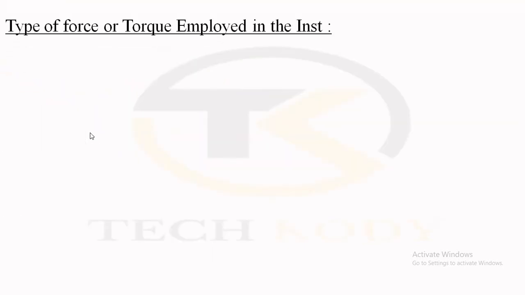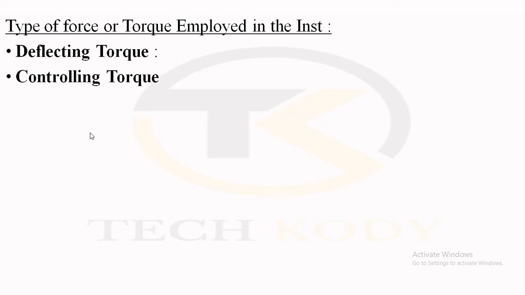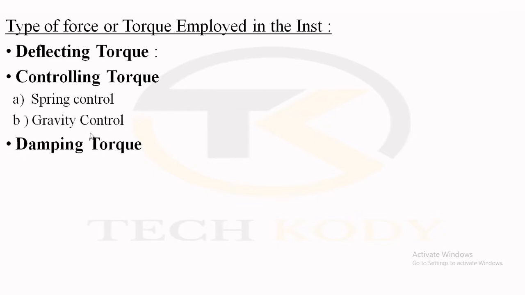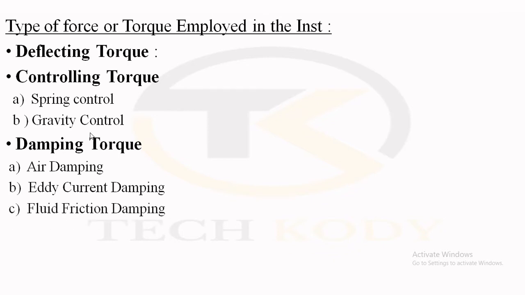Next, types of forces or torques employed in the instruments. The types of force or torque employed in the instruments are: one is deflection torque or deflection force. Next one is controlling torque or controlling force. The controlling torque is further divided into two types, that is a spring control system and a gravity control system. Next one is damping torque. The damping torque is also subdivided into three types: air damping, eddy current damping and fluid friction damping.